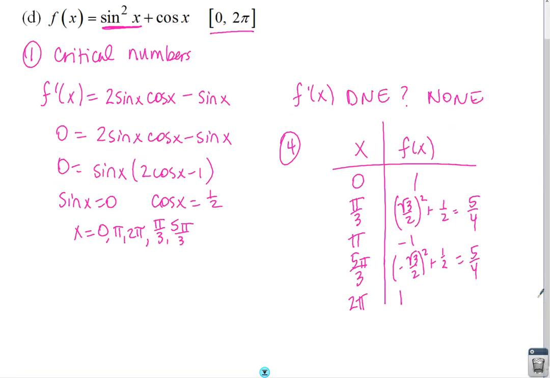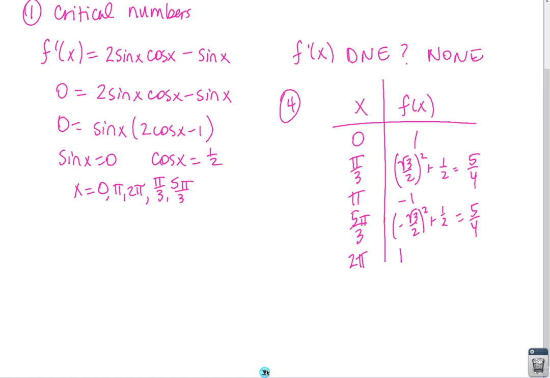Now, what do you notice here? The absolute minimum only occurs in one spot, right here. But I have 2 locations of the absolute maximum. Now, I still only have one absolute maximum value, but it occurs at 2 places. This is possible, and it's perfectly fine.